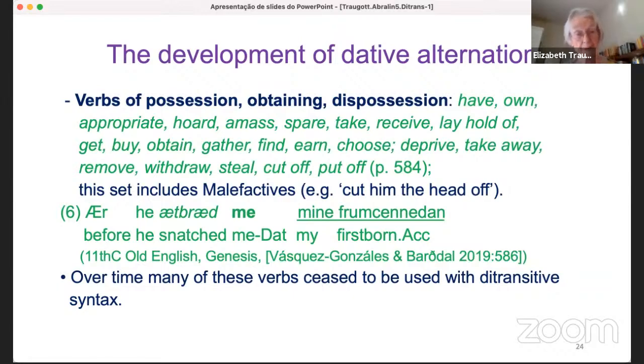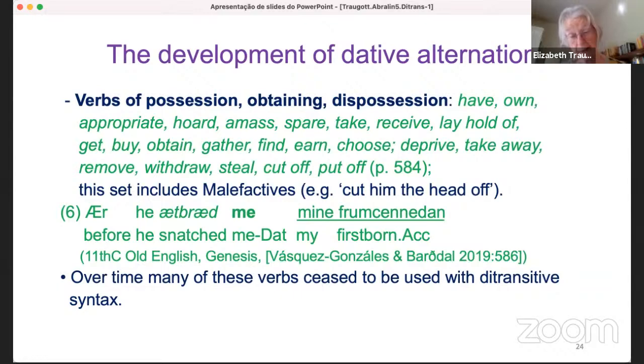And you will have recognized already, I'm sure, that some of those are not good transitives in modern English. Another big set, many of which no longer occur in modern English, are verbs of possession, obtaining, and dispossession. So have, own, appropriate, hoard, amass, spare, take, receive, lay hold of, get, buy, obtain, gather, find, earn, and choose, all have to do with possession and obtaining. And then there's another set of dispossession, the negative ones: deprive, take away, remove, withdraw, steal, cut off, put off. And this includes malefactives, which I'm going to cite again shortly.